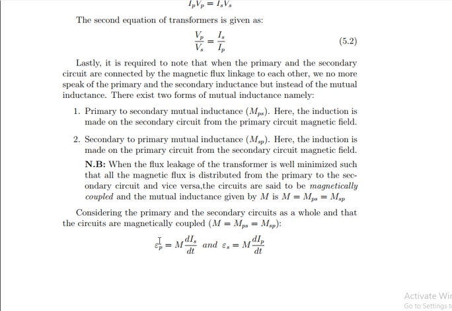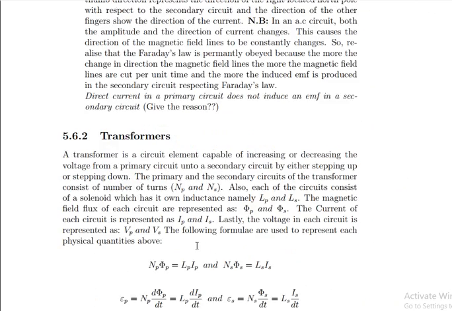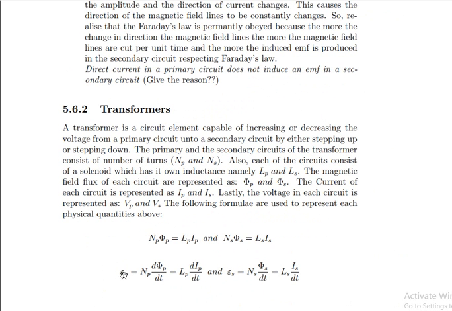Now, here we need to know that the EMF induced on the primary circuit is equal to the mutual inductance times dI of the secondary circuit over dt. So the EMF on the primary circuit is the mutual inductance times dI of the secondary circuit, and the EMF of the secondary circuit is the mutual inductance times dI of the primary circuit. Unlike in the first case, where we said that the EMF of the primary circuit is the inductance of that primary circuit times dI of the current of the primary circuit over dt, and the EMF of the secondary circuit is the inductance of the secondary circuit times dI of the secondary circuit over dt.